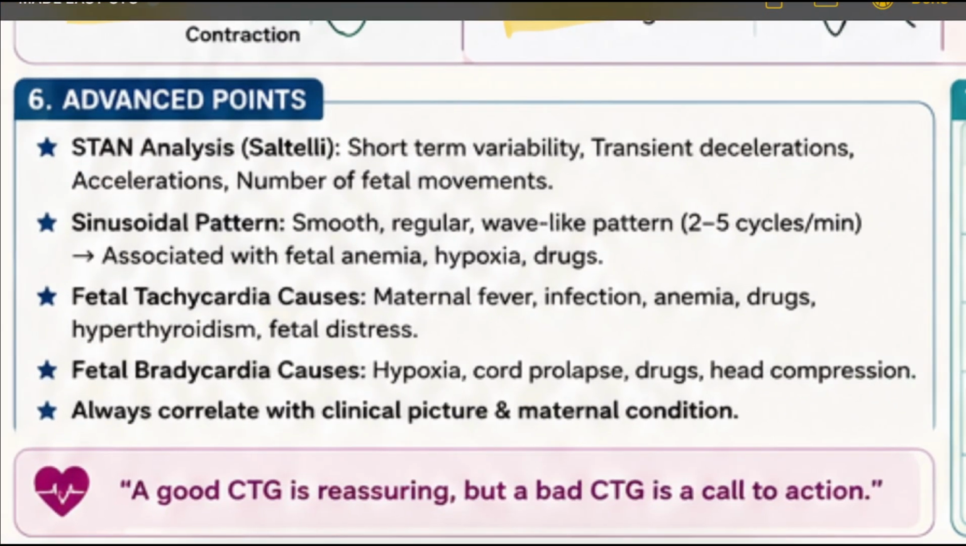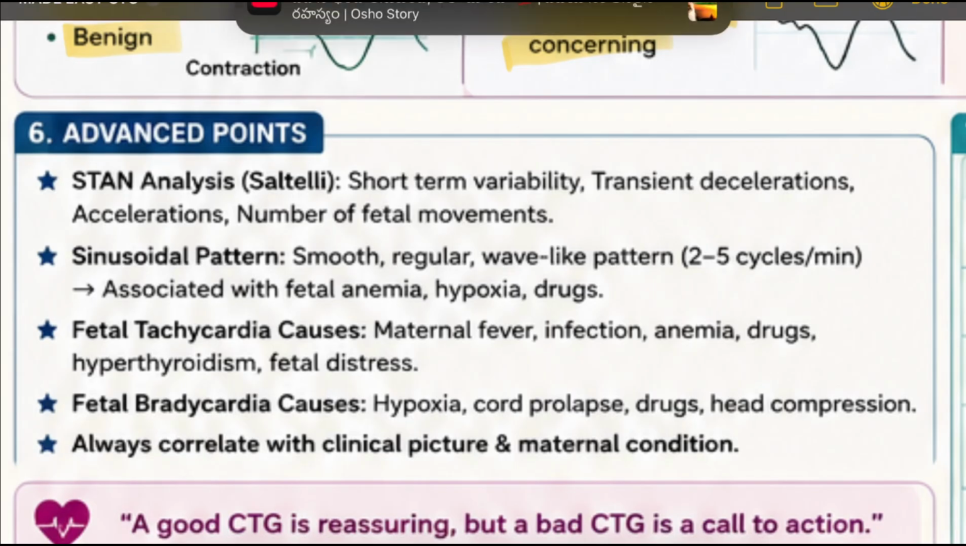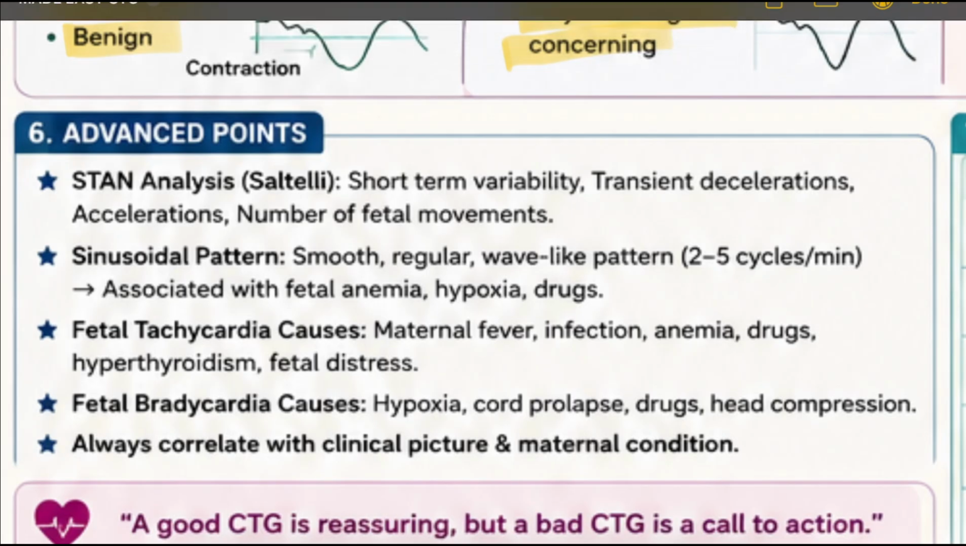So here we have some advanced points from the exam point of view. The thing we call STAN analysis, like Saltelli. Saltelli means short-term variability, transient decelerations and accelerations, and number of fetal movements we can see.